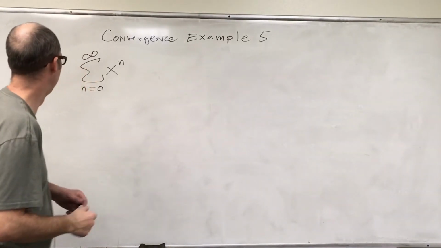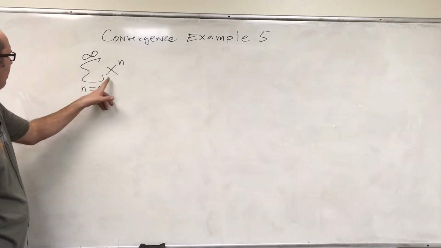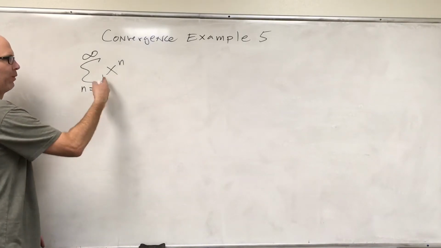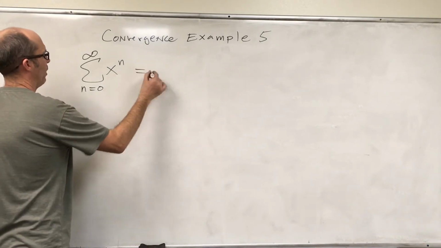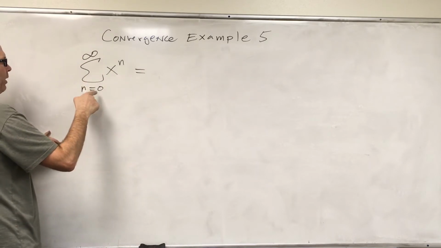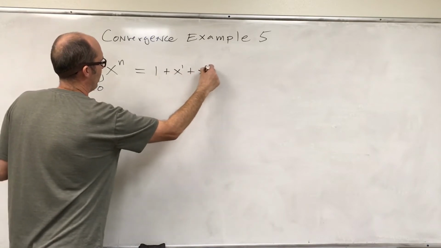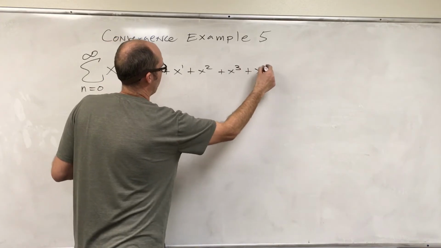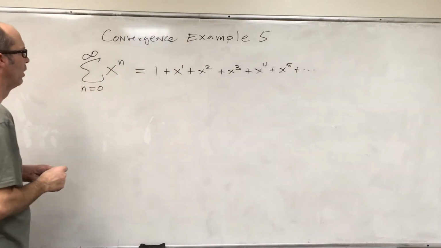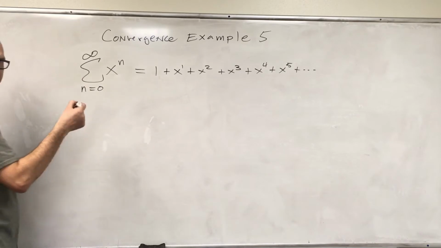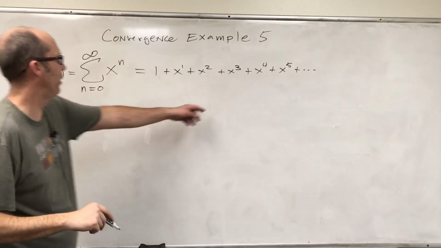All right, for this example, we're gonna have a look at infinite series where we have a variable x involved. Okay, so first of all, let's just expand this out a little bit. X to the 0 is 1, x to the 1 plus x squared plus x cubed plus x to the 4th, x to the 5th, and so on. All right, you can think of this as an infinite polynomial. It's a polynomial that doesn't stop.